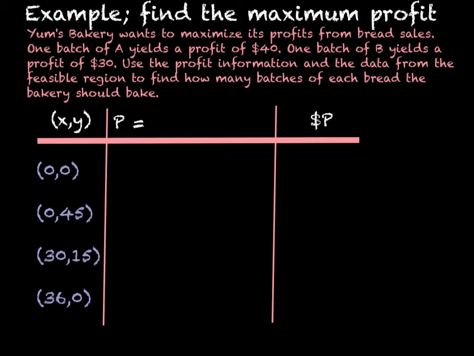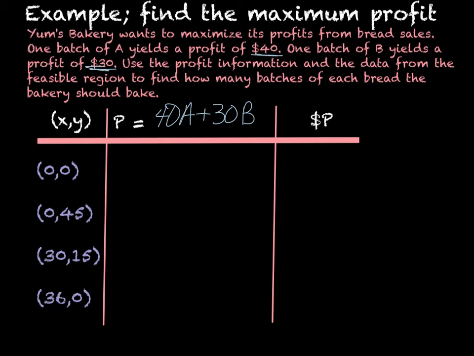Alright, so we have Yum's Bakery wants to maximize its profits from its bread sales. One batch of A yields a profit of $40, and one batch of B yields a profit of $30. Use the profit information and the data from the feasible region to find how many batches of each bread the bakery should make. So $40 for every batch of A, so 40 times however many batches of A plus 30 times however many batches of B they make, that's going to be their total profit. So your objective function is 40A plus 30B equals P dollars.